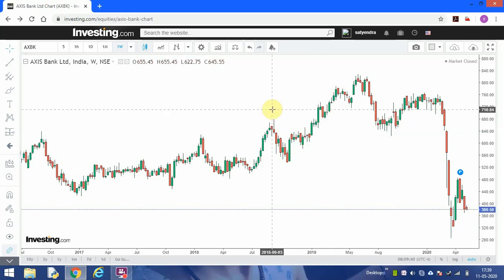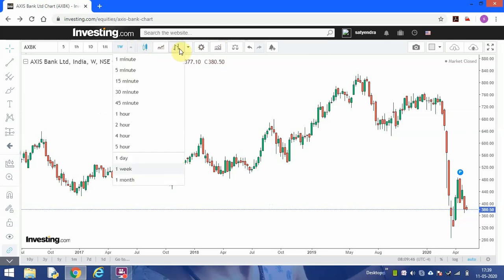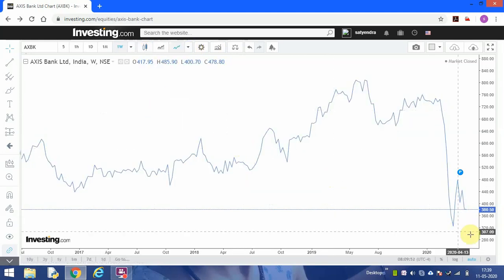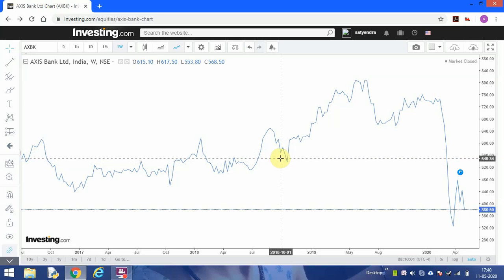The second thing you have to see is which kind of pattern is formed on the stock. From here you can put a line chart and just see whether it is a double bottom, double top, or head and shoulder, or triangle, symmetrical triangle, ascending triangle. So that will help you to know the target of the stock for the next day or swing trading.